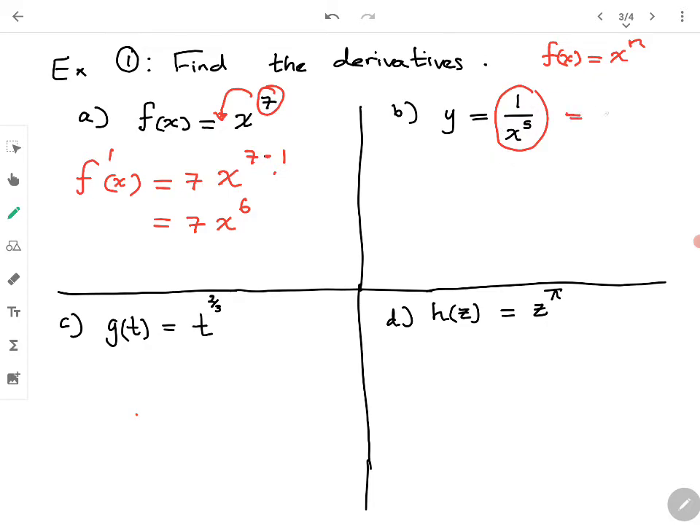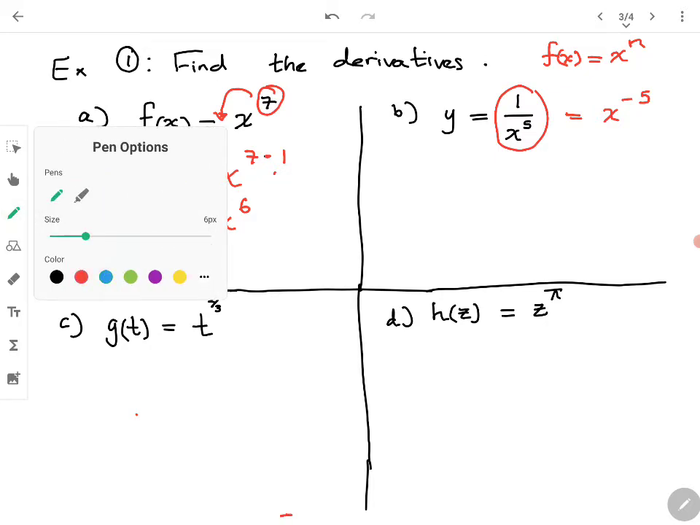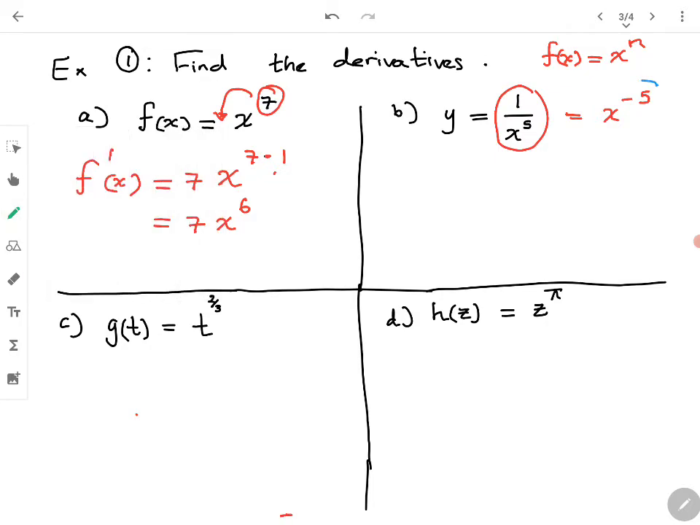So what we do is we write it in the correct power function form. You can write this as a negative power. 1 over x to the 5th is x to the negative 5. So once we write it in this form, we have it in x to the n form. So we can use the power function rule.